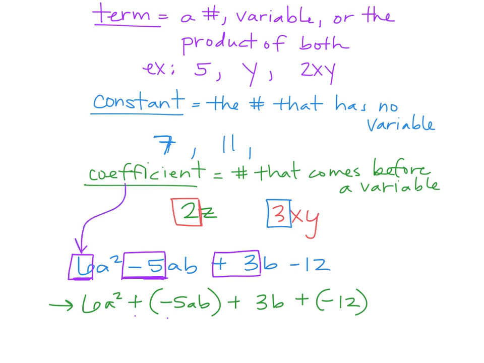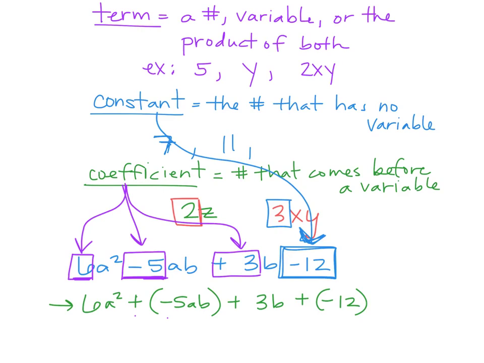Right, and it's positive, so just 3 is our coefficient. So all of these are coefficients. Is -12 a coefficient? Why? It doesn't have a variable, okay? So what is -12? That's a constant. So this -12, it is a term. It is a constant term, so that will be our constant.